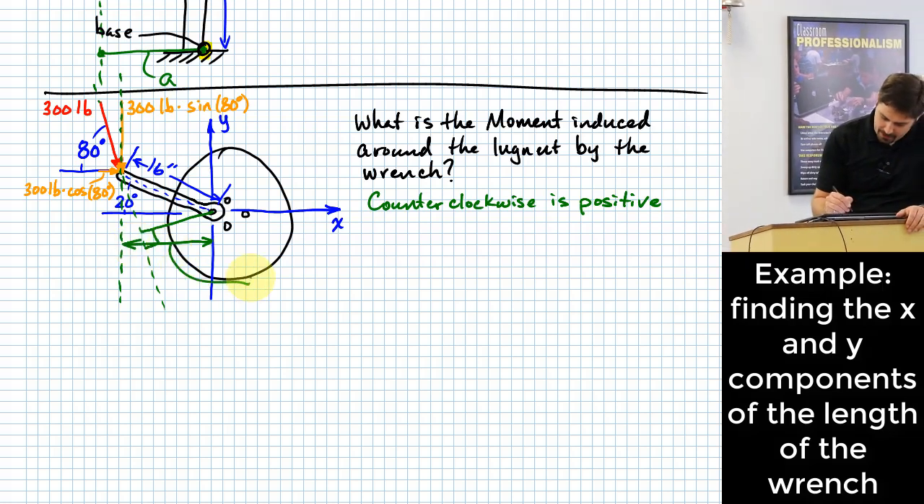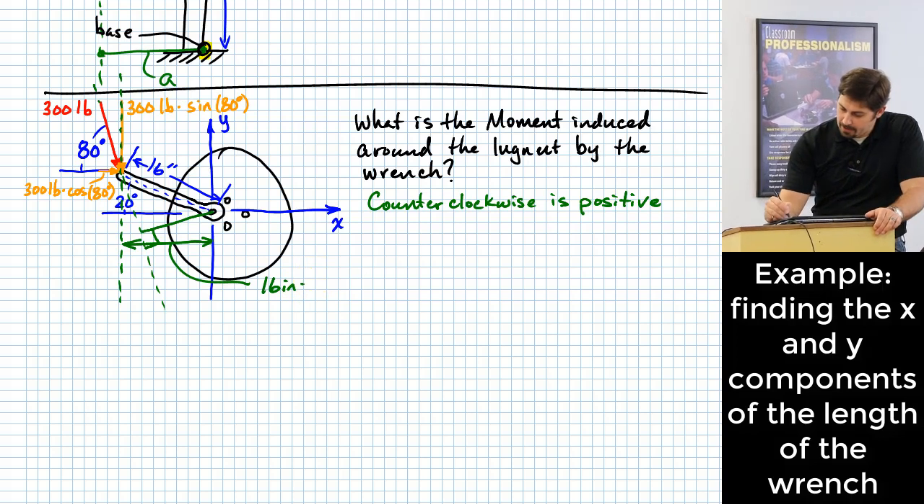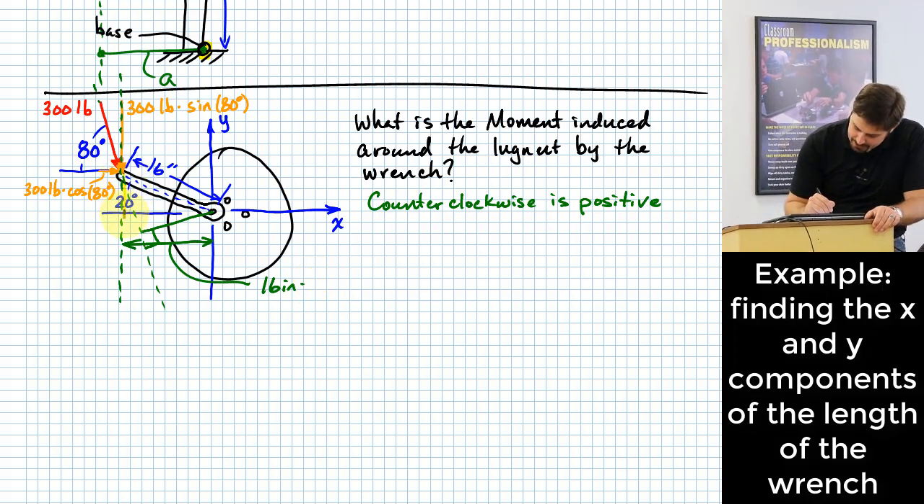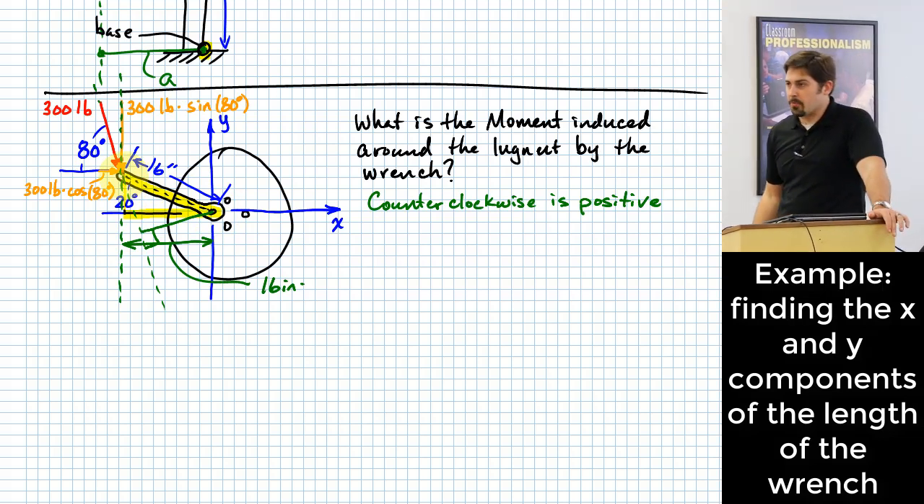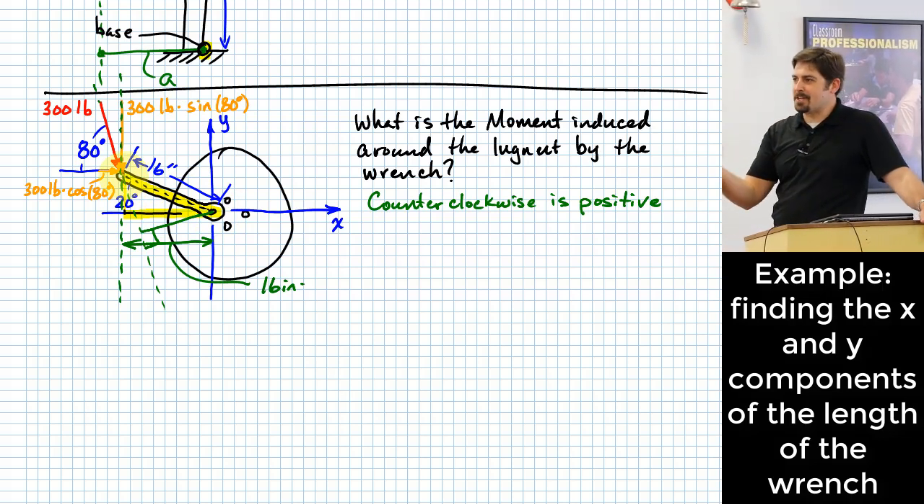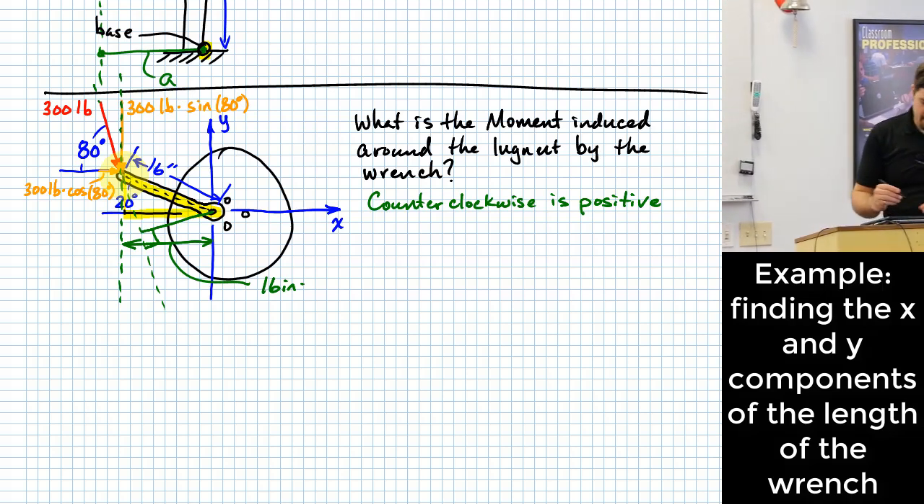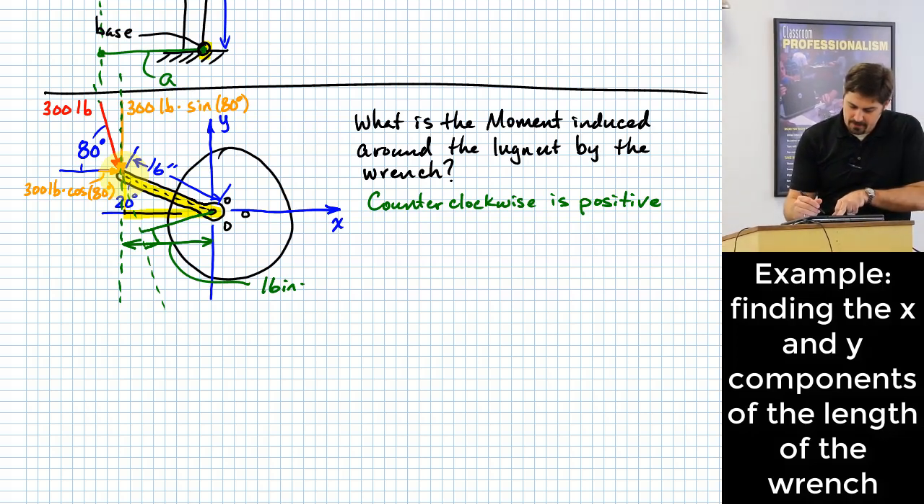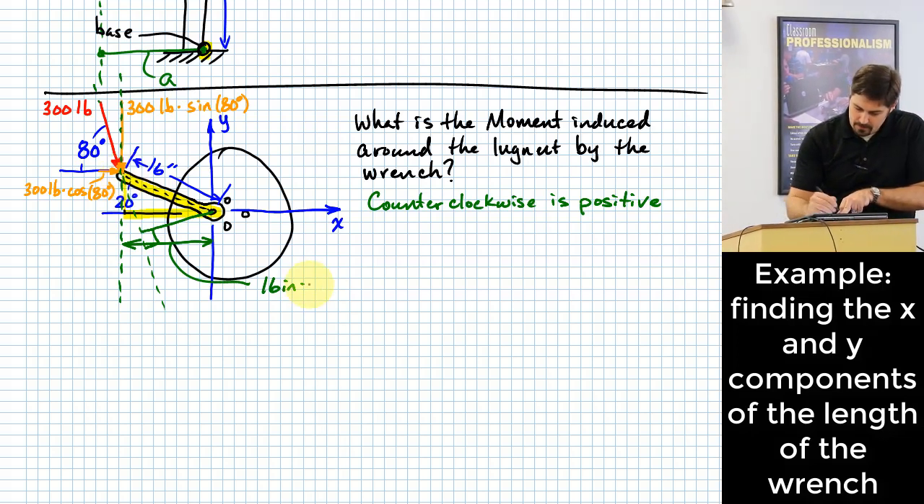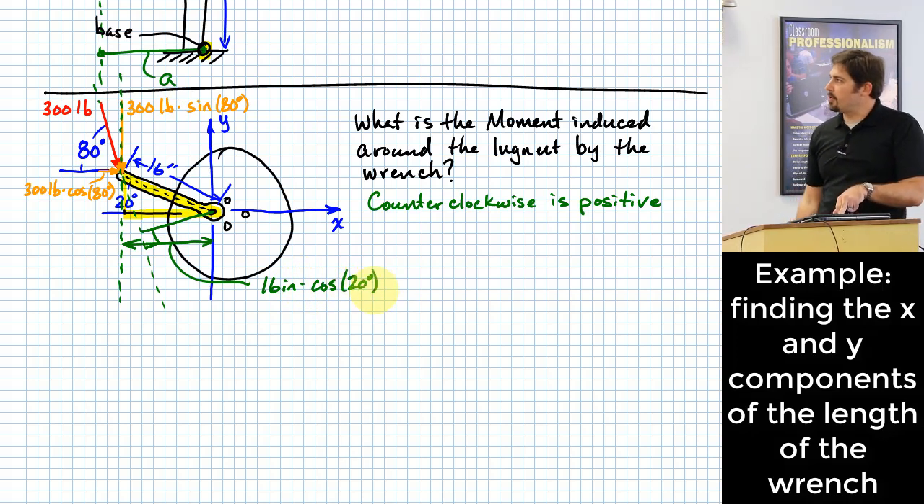Okay, this right here is going to be 16 inches times what? Okay, well, let me do it this way. This is a right triangle, right? So all of our right triangle rules that we use to split things into components and everything, they still apply. All right, so I have 16 inches times what? Yeah, the cosine of 20 degrees.